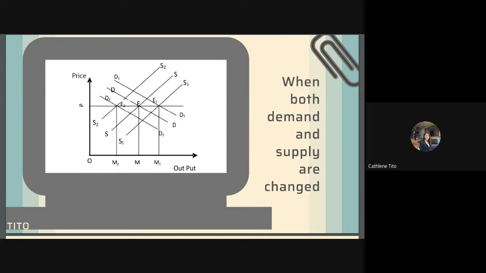In the same way, when both the demand and supply decrease from D to D2 and from S to S2, the price still remains unchanged, but the output decreases from M to M2. The diagram just shows that under perfect competition, if both the demand and supply are changing in the same direction and at the same rate, then the price may not change.